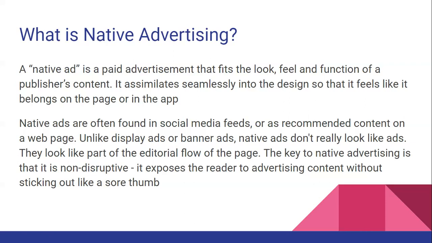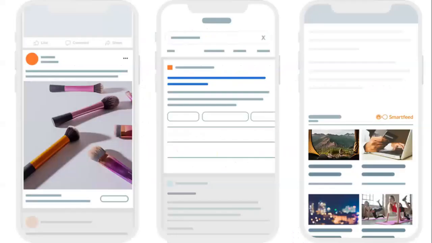So native ad is a paid advertisement, and the best way to find a paid advertisement is through the word sponsored. Native advertisement is there on social media feeds. It's there programmatically. It is available on websites, on apps, on videos, and on OTTs as well. So native advertisement has really captured the entire market.